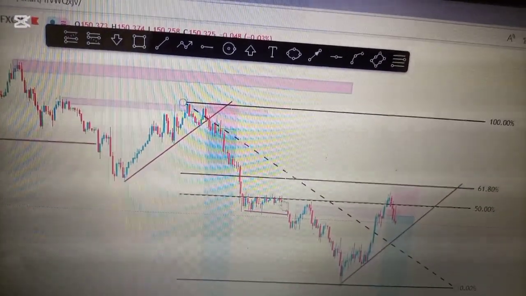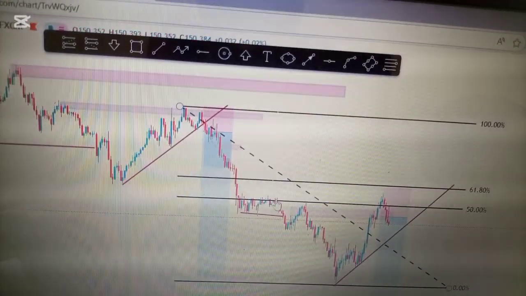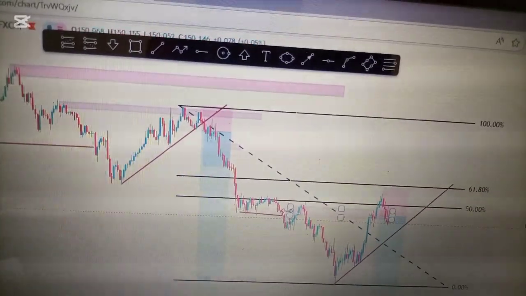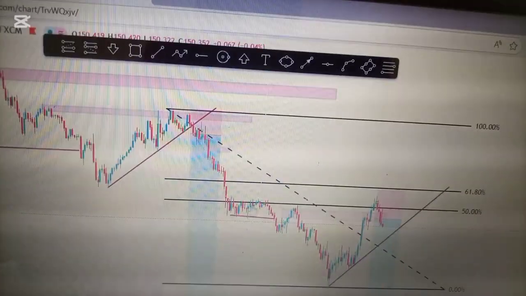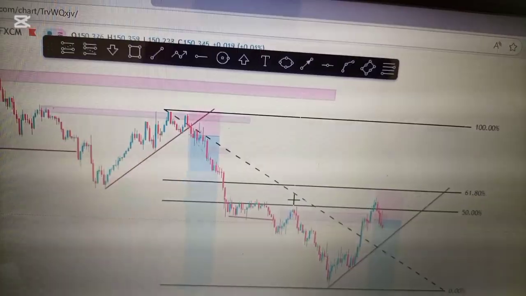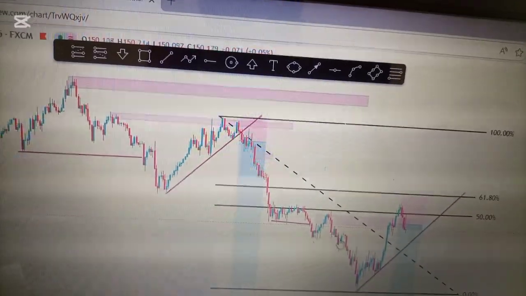Price came to the supply zone right here. This is actually a very, very strong supply zone, and price dropped, yes, and then price came back to that supply zone. There's a supply zone here that you can see, and then we started having a drop. Do you understand?